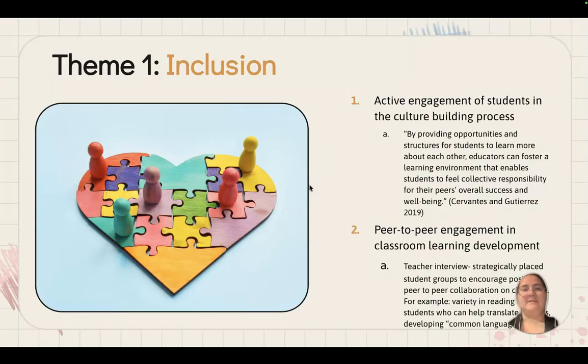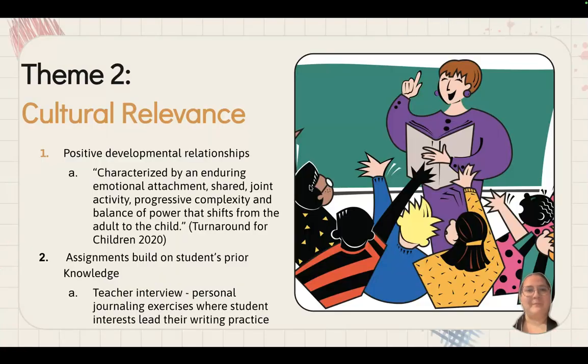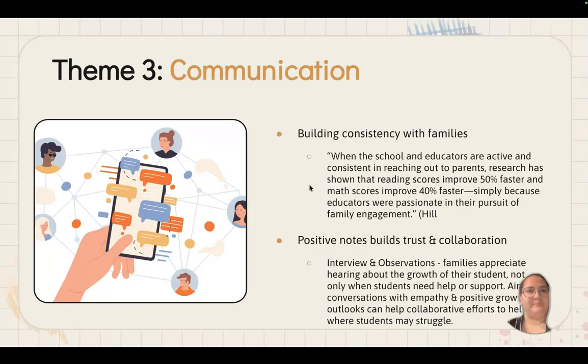Inclusion really is to engage students in interacting with each other, and also learning how to build a small community culture. Cultural relevance is really about making strong teacher to student connections to have a trusting, bonded relationship, and also leveraging their background prior knowledge.